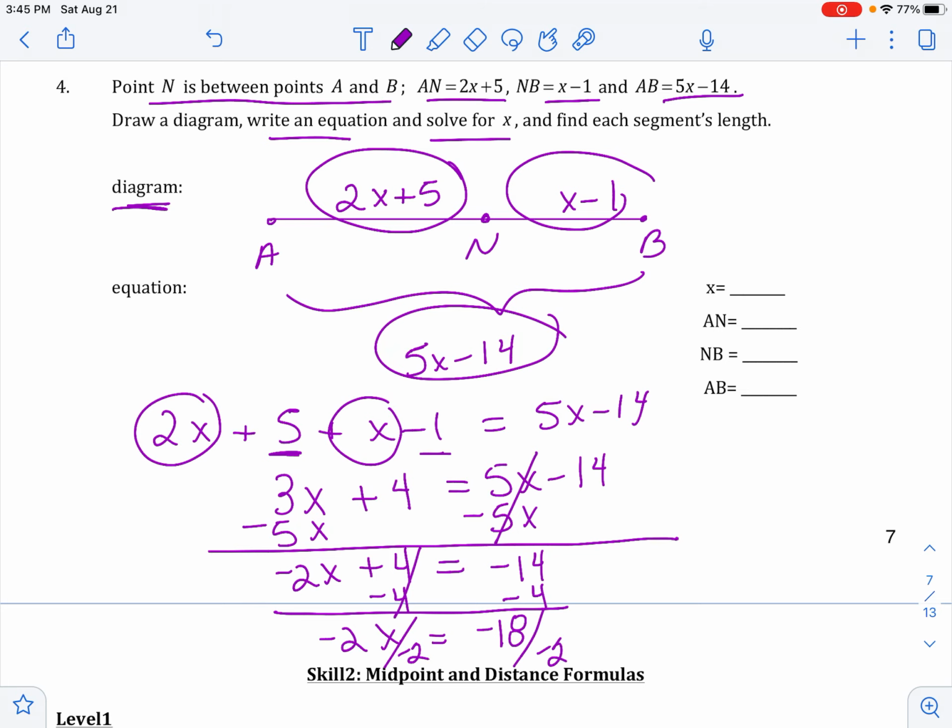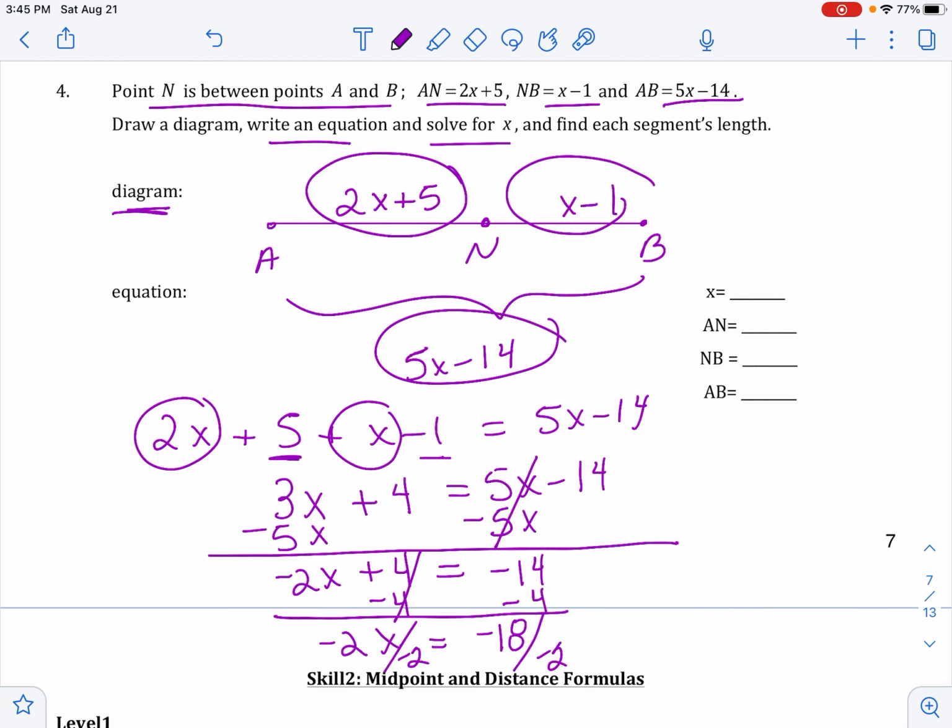Last step is you always divide by the number in front of the x, which is negative 2. Negative 18 divided by negative 2 is going to give me 9 for x. Okay, there's my first step.